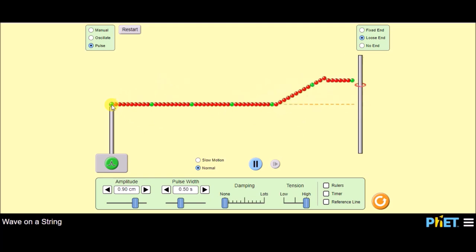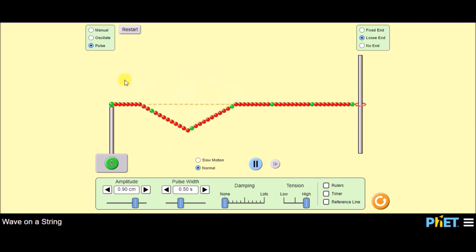So at this free end there is no phase change, and at this fixed end there is a phase change of pi. So reflection at a fixed end will give a phase change of pi, and reflection where the end is free, there is no phase change or no inversion of the pulse.